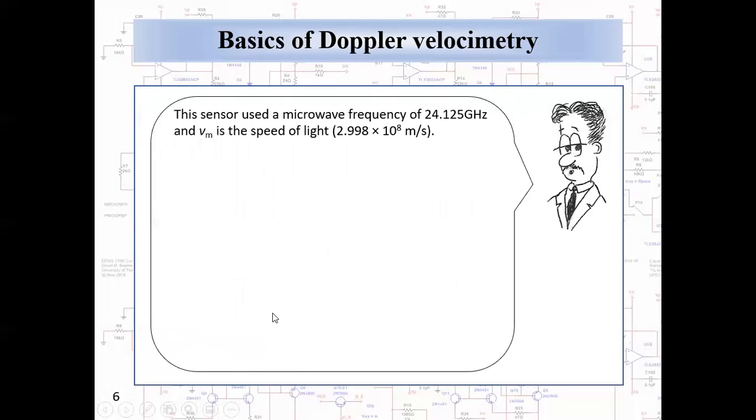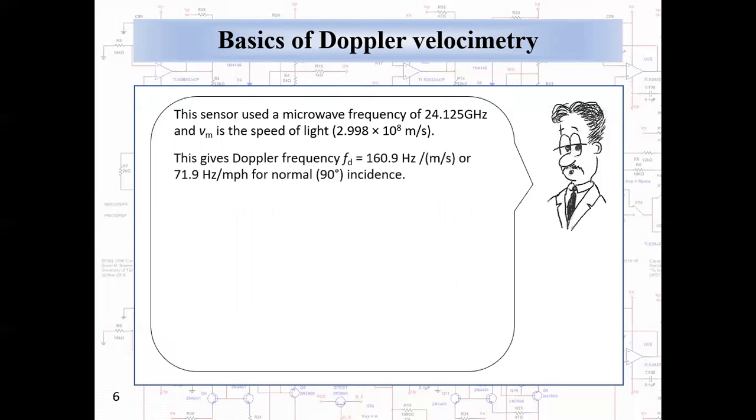The sensor used a microwave frequency of 24.125 gigahertz, and v sub m was the speed of light, 2.998 times 10 to the 8th meters per second. This gives a Doppler frequency f sub d of 160.9 hertz per meter per second, or 71.9 hertz per mile per hour for normal incidence.